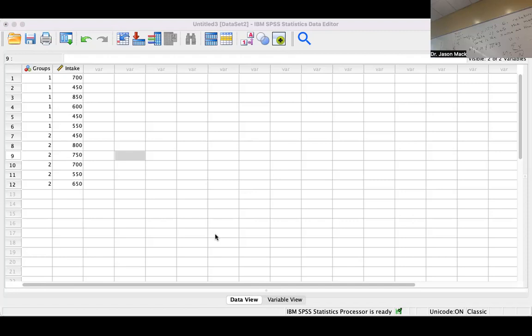One sample t-test. And then you're gonna put the intake in the test variables, and then the grouping variables, the groups. Then you're gonna click on define groups. And just make sure you have 1 and 2 for each one of them. It might pre-populate. And then you click OK, and then you'll get.